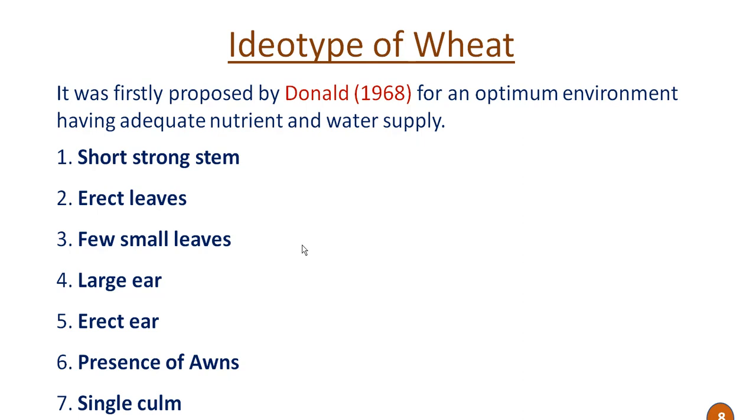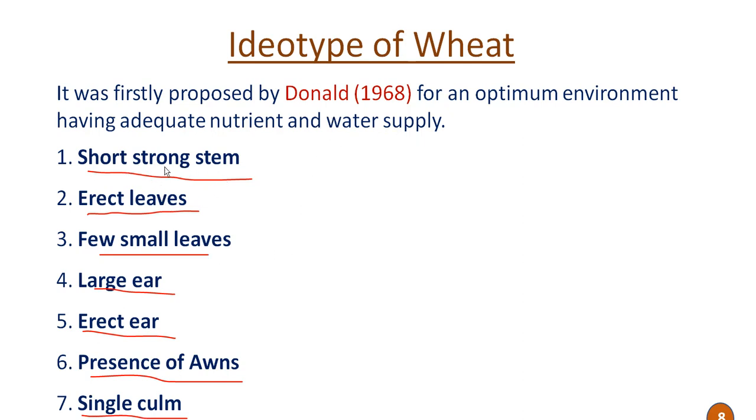The ideotype of wheat was first proposed by Donald in 1968 for an optimum environment having adequate nutrient and water supply. According to Donald, in the case of wheat, the wheat plant must have a short strong stem, then erect leaves, few small leaves, then a large ear and erect ear, presence of awns and a single culm. So these are the ideal plant type in case of wheat.